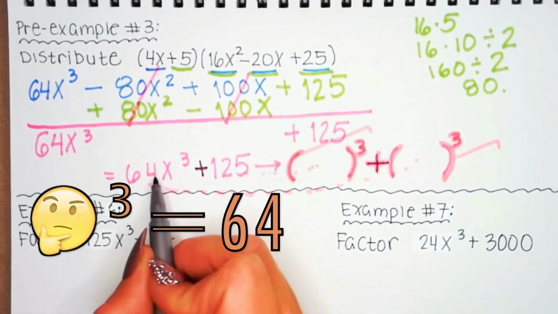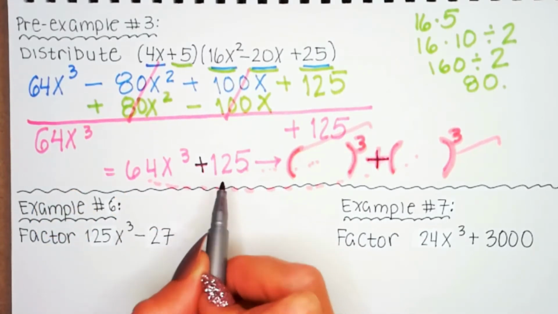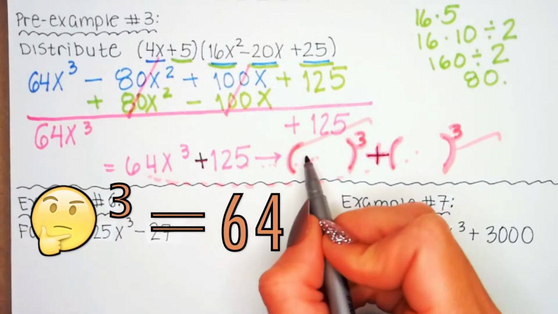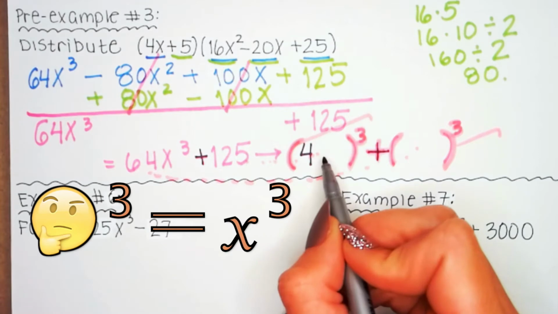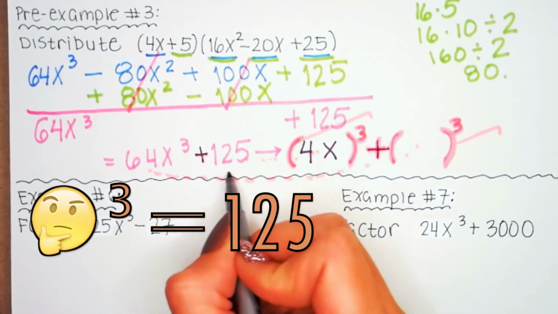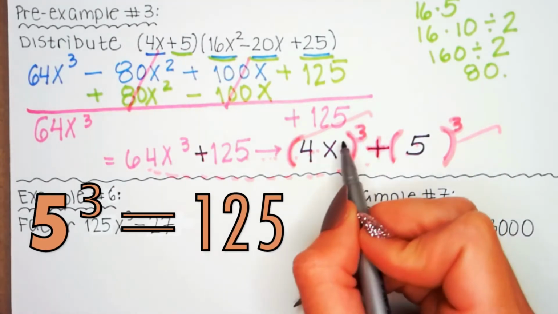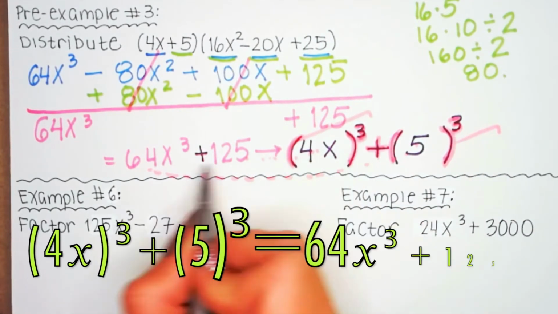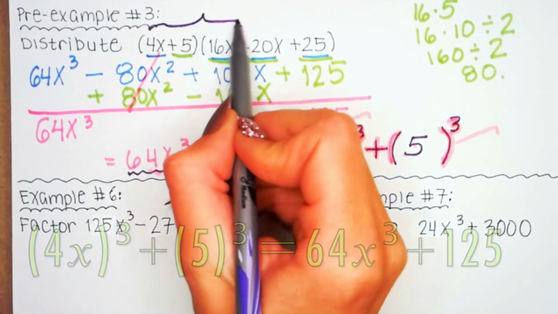What is being cubed to make 64x to the third? Again, these are on that list of math facts I told you that you should memorize. What to the third power is 64? 4. What to the third power is x to the third? X. What is being cubed to give us 125? 5. So 4x to the third plus 5 to the third. This is equivalent to this, and both of these are equivalent to this.